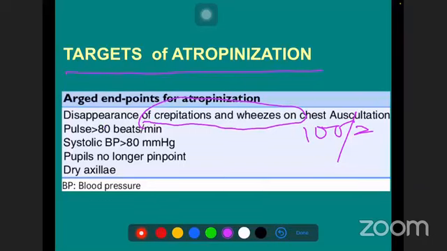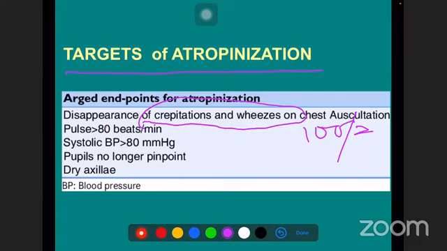Then we will take one more thing, and the axilla will be dry. If the axilla is moist, then we have to consider that there is increased secretion from the sweat glands, increased activity of the acetylcholines. In that case, we should be careful about the atropinizations.